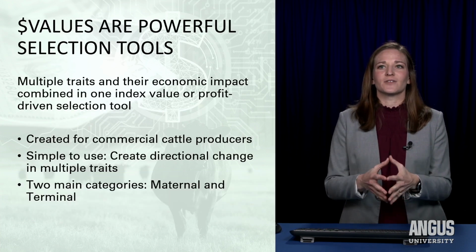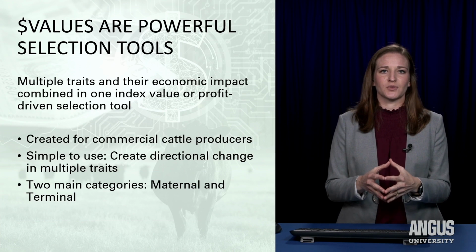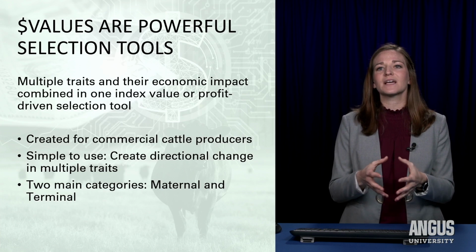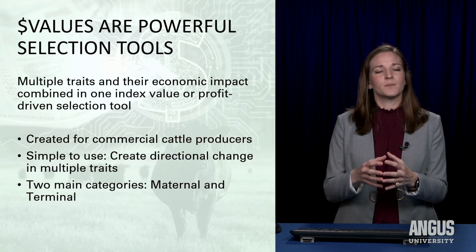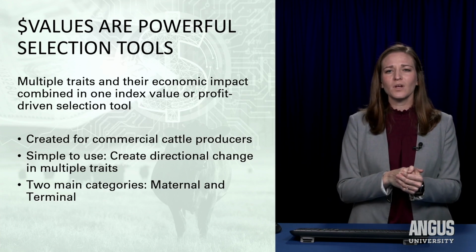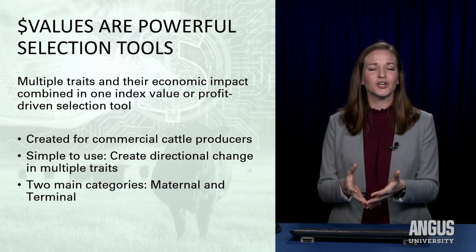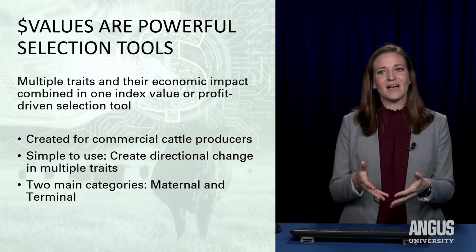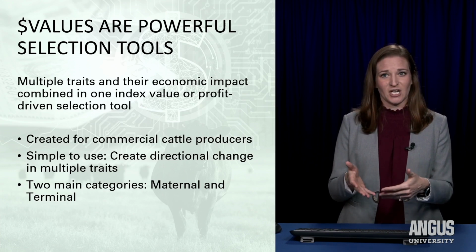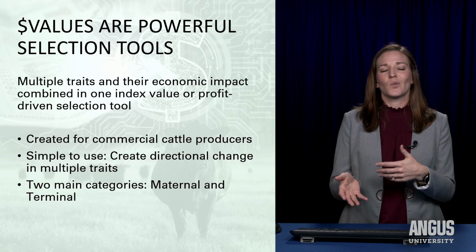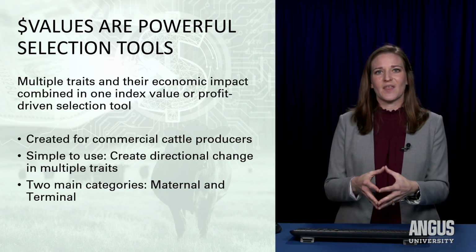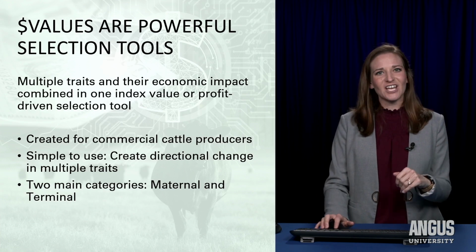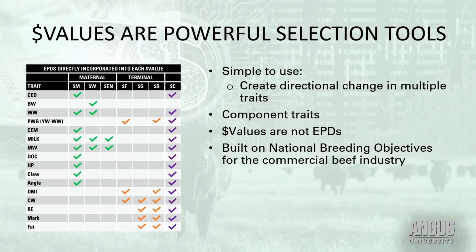So we know that dollar values are an incredibly powerful selection tool. So they're going to take multiple traits and their economic impact, and they're going to combine them into one number to be able to make the selection for. So ultimately, these values were created for the commercial cattlemen. They're very simple to use, but keeping in mind that they do create directional change for multiple traits. We also combine them into 2 main categories. That would be both our maternal dollar values and our terminal dollar values. So we're going to take a look at the inside of each one of these.